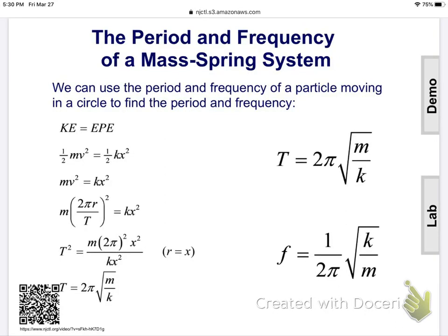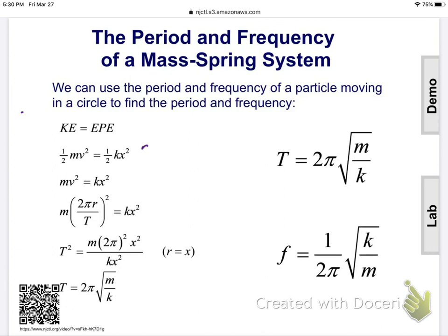All right, period and frequency of a mass spring system. They show you how they derived a couple of equations here. If we say that the kinetic energy, set that equal to EPE. Kinetic energy is 1/2 mv squared, and EPE is 1/2 kx squared.